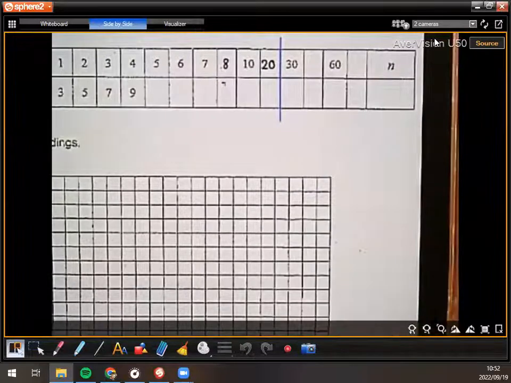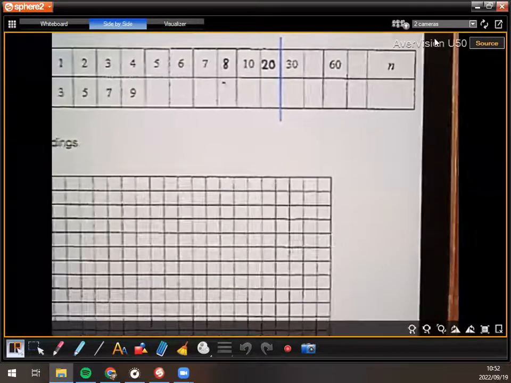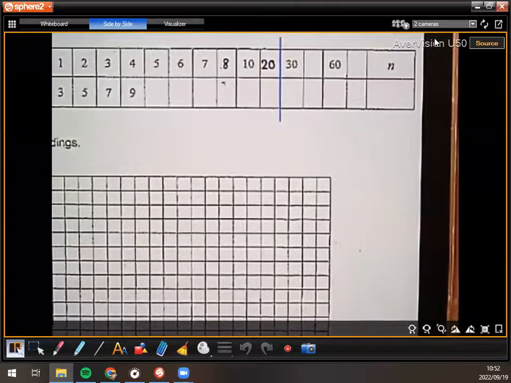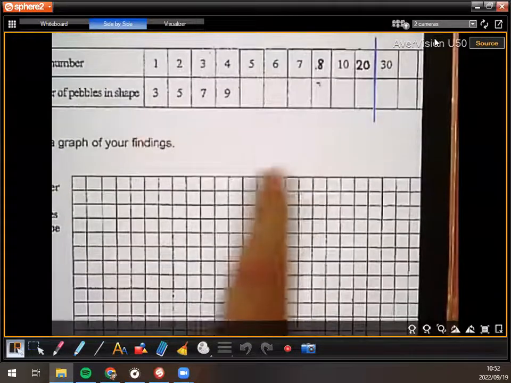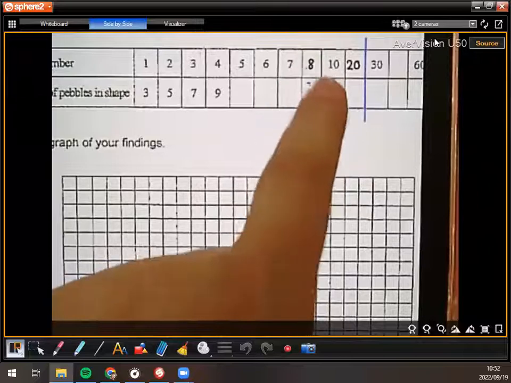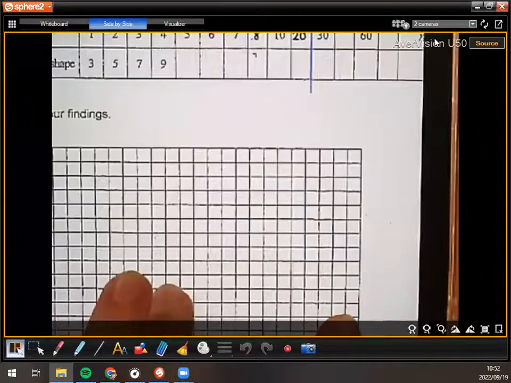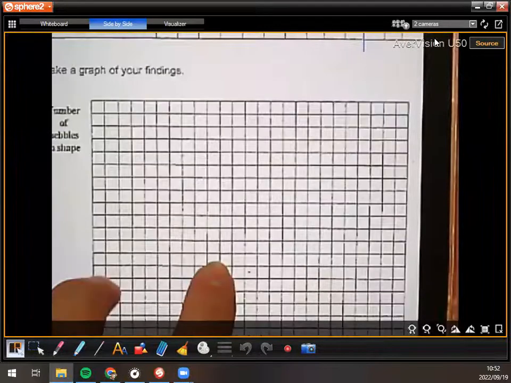What are you going to put underneath n? Well, don't give the answer. You're going to put the rule under n. It might be 2n plus 1. It might be something different. You'll see when you do it. So you're going to work all of this out, including 8 and 20 and 30 and 60 as well, guys. Then once you have all of it, you're going to put it on the graph.